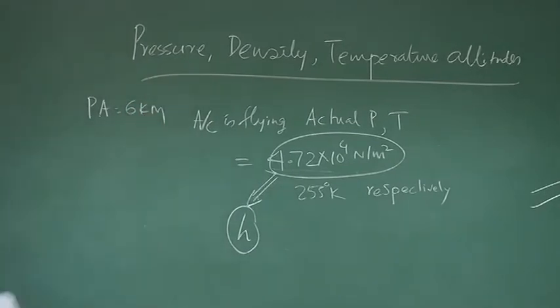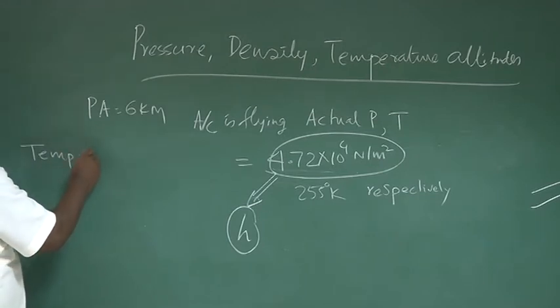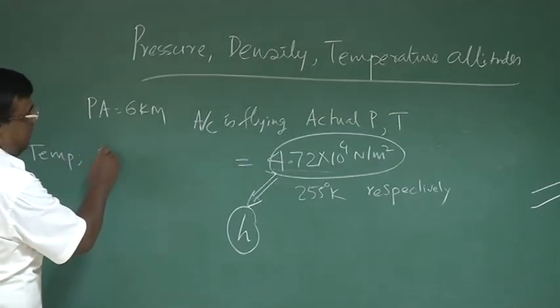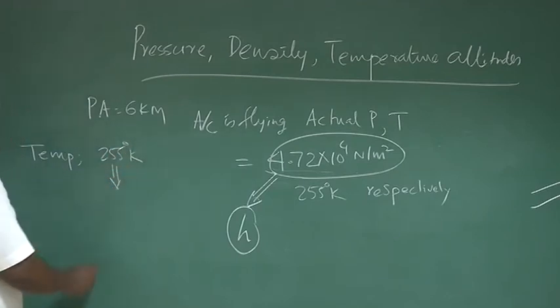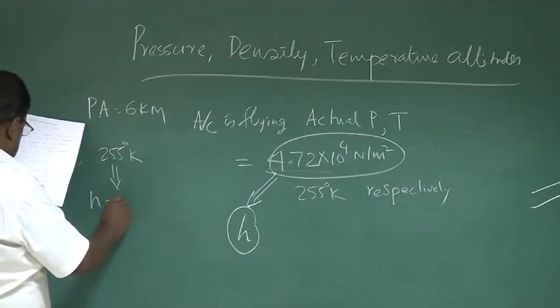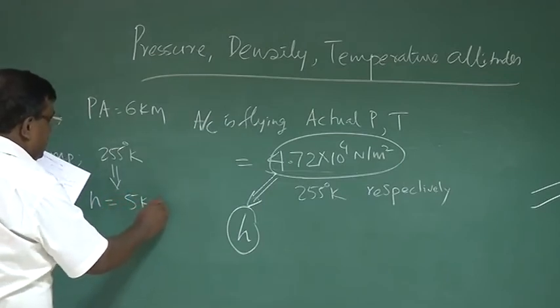Right. Then for temperature altitude, again same thing, so mechanical. What is the temperature recorded? 255 degree Kelvin. Then from there, go to standard table and see what is the corresponding altitude in standard atmosphere as far as H is concerned. So that H you will find is around 5 kilometers. Right?